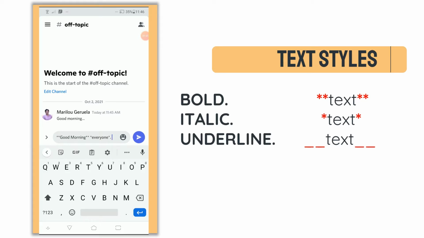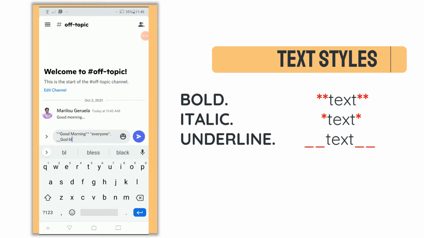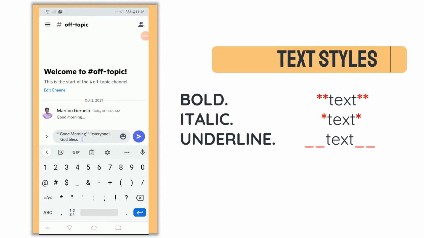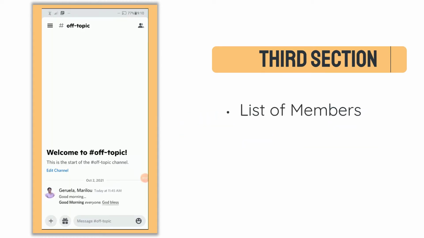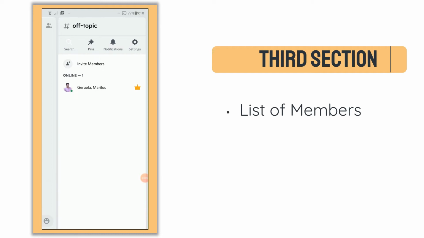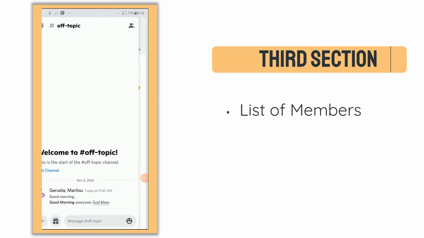If you want an underlined word, enclose it with 2 underscore symbols. Then see how it goes when you tap the send button. Great! Another swipe to the right will reveal the names of the members who are in the active server. Return to your preferred interface by swiping right or left.